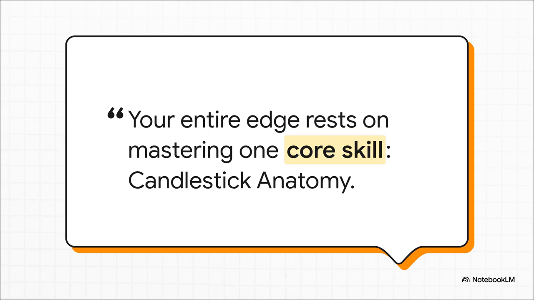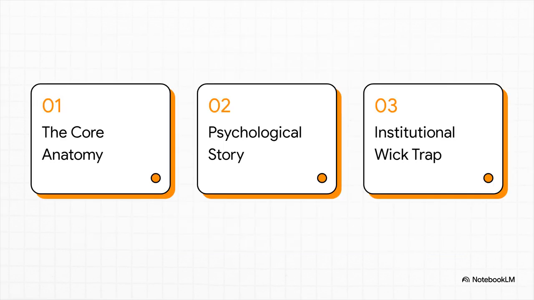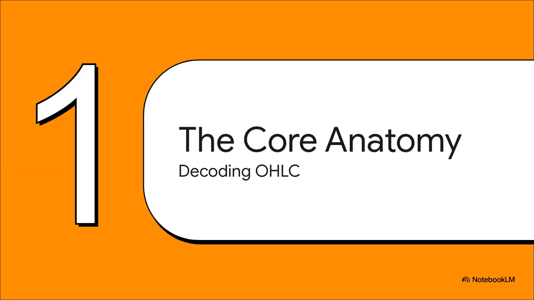Your entire edge rests on mastering one core skill, Candlestick Anatomy. Without understanding this absolute basic building block, every single advanced strategy you try to apply later, whether we're talking order blocks, trend lines, or smart money concepts, it will inevitably just fall apart. You absolutely have to know how to read the footprints before you can follow the trail. Here is our roadmap for the explainer today. 1. The core anatomy. 2. The psychological story. And 3. The institutional wick trap.